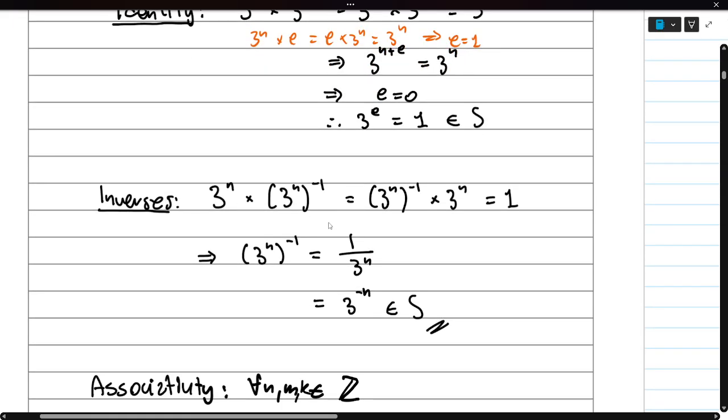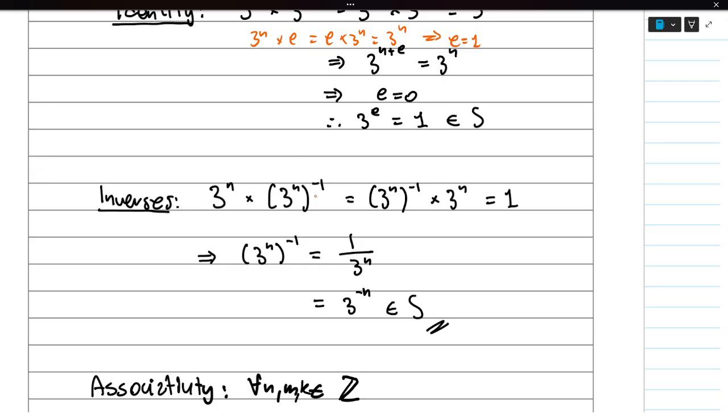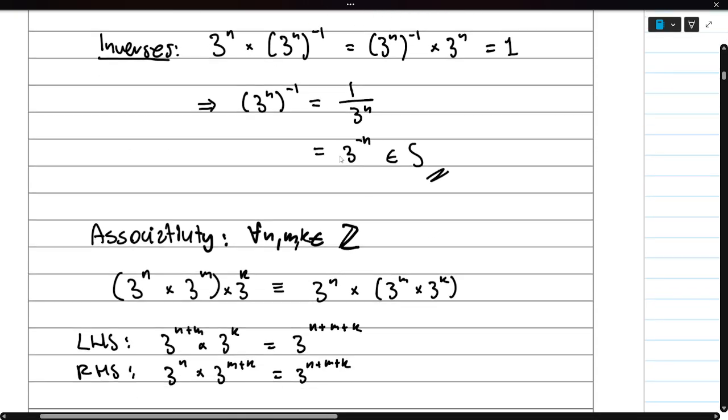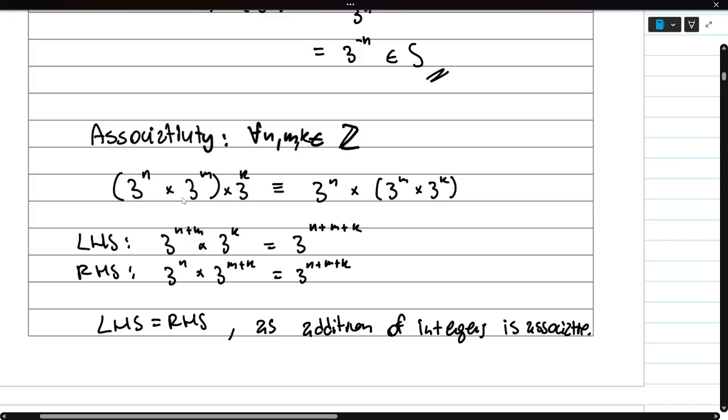And then inverses, same process. You call your whole thing the inverse of 3 to the n, this with the minus 1, and then you just show it's 3 to the minus n. You can't just go straight to assume it's minus n. You need to show the steps. Associativity, which is always annoying to show. This is your left hand side, this is your right hand side.